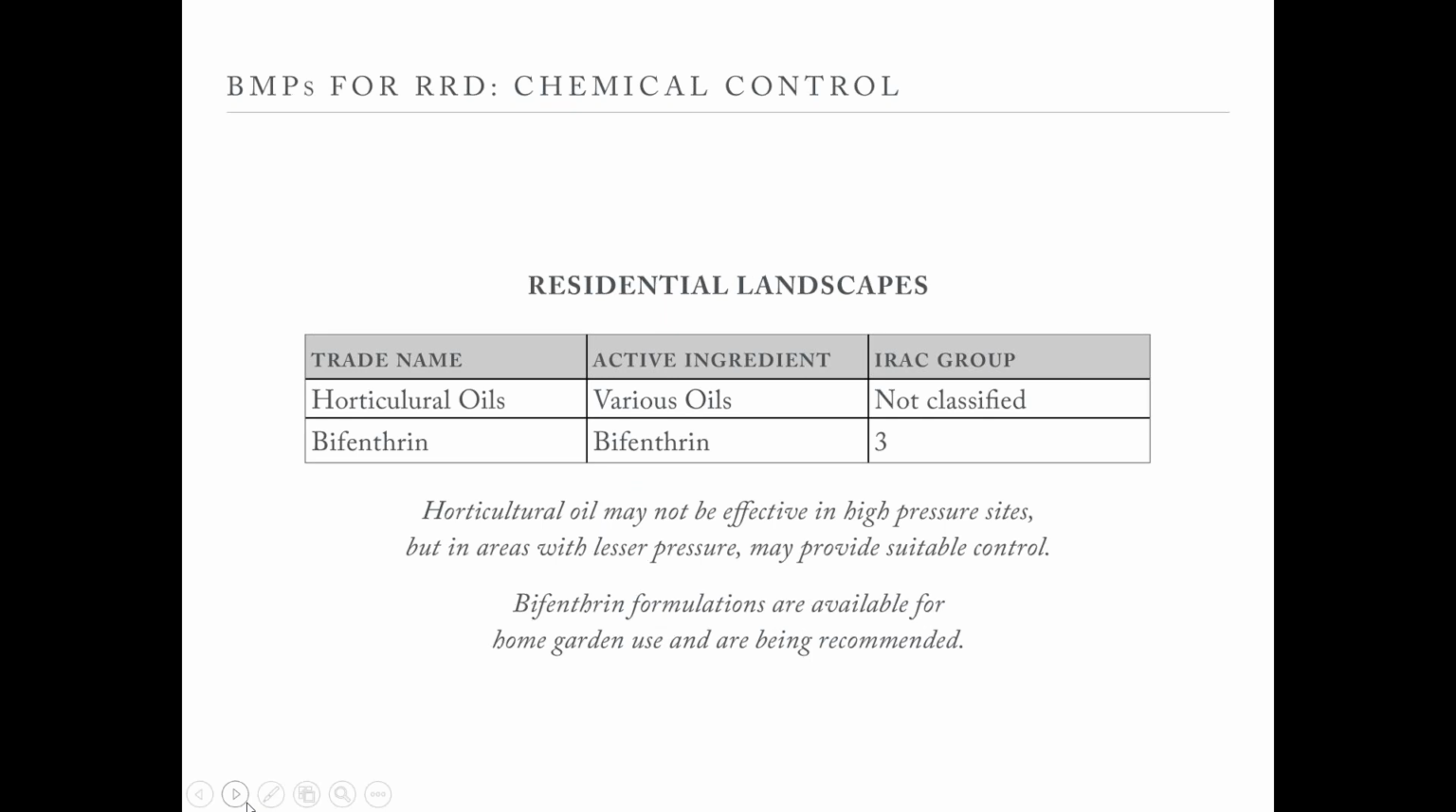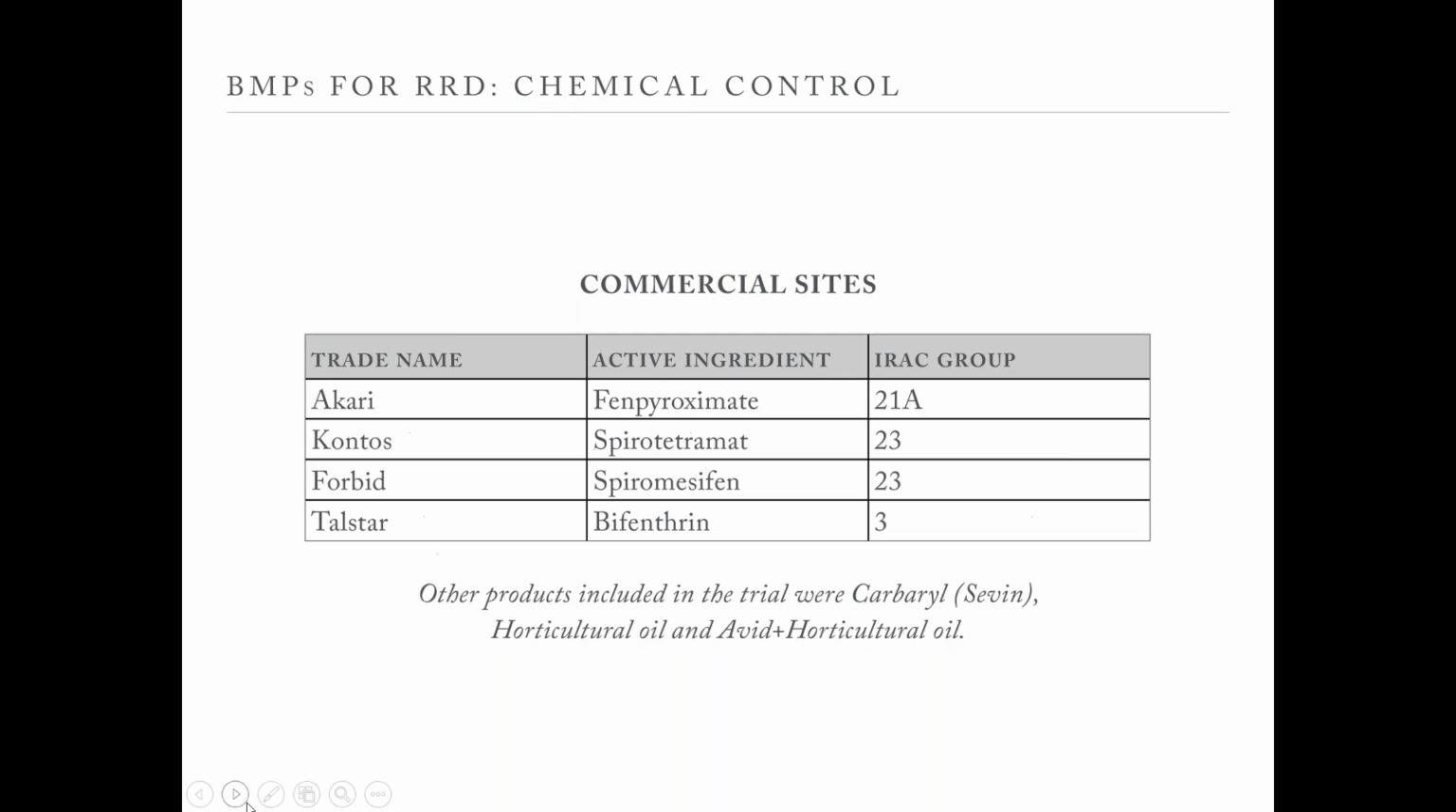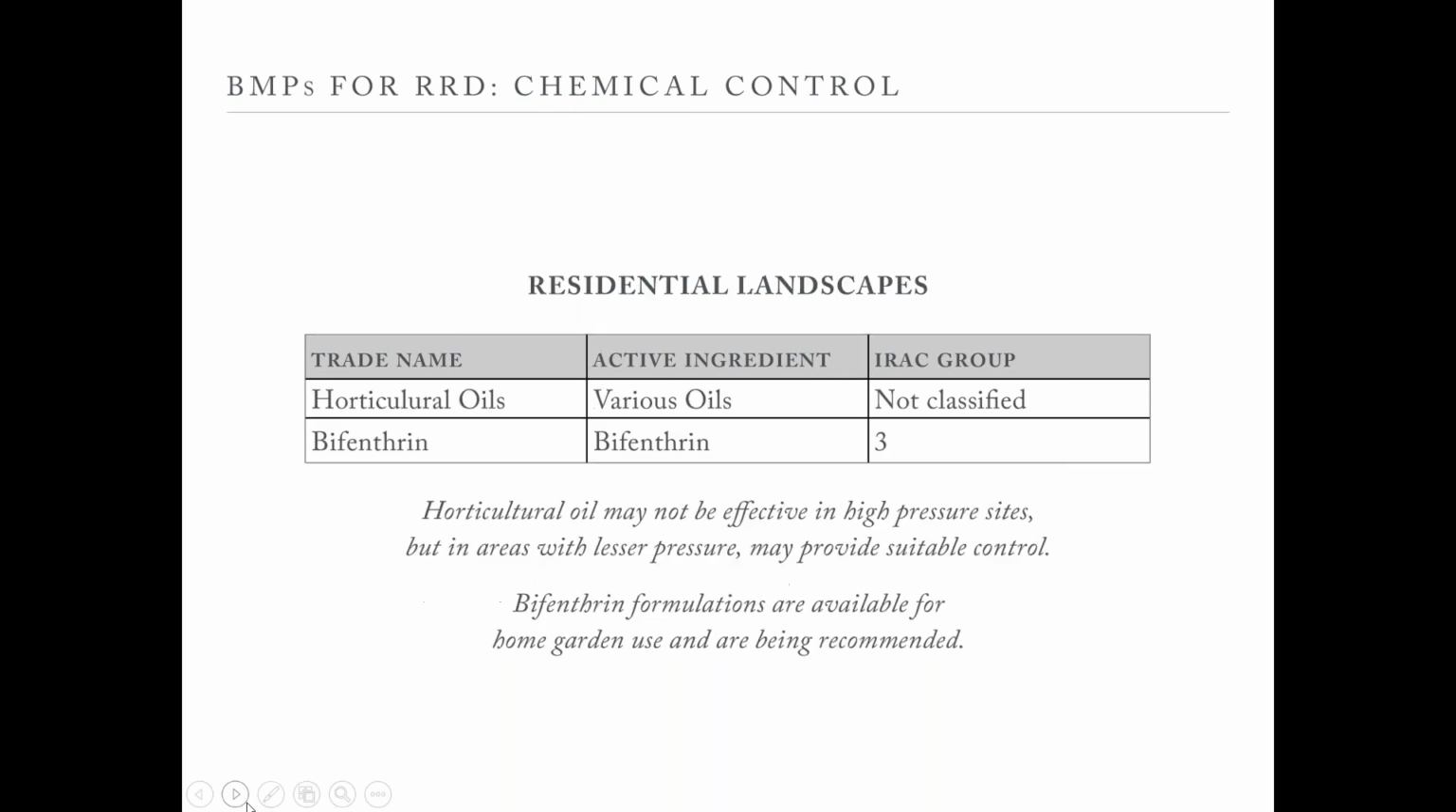For residential landscapes, perhaps you have clients that may want to do their own treatments, not the commercial products. The best product that Dr. Wyndham is suggesting would be bifenthrin. It is the trade name on the previous slide, the bottom one, Taustar, but there are homeowner versions of this that are sold as bifenthrin. It is a systemic product, and it worked very well as a commercial product, so this is what is now being recommended for residential landscapes.